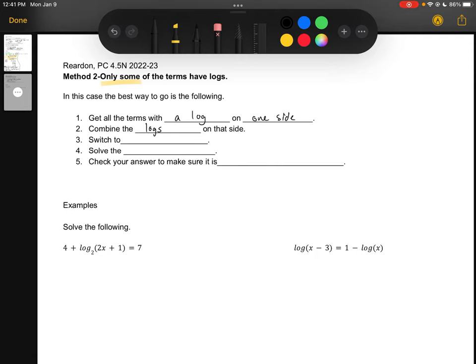Second, combine the logs that are on that side. Anything that can go together should. If you have logs of the same base, put them together, you absolutely should do that. The third thing here is, when possible, switch to exponential form. This will eliminate the logarithm. We like that. That makes it easier to solve. And then we can solve the equation that results from that. And just like we did before, we have to make sure to check our answer to make sure it is in the domain.